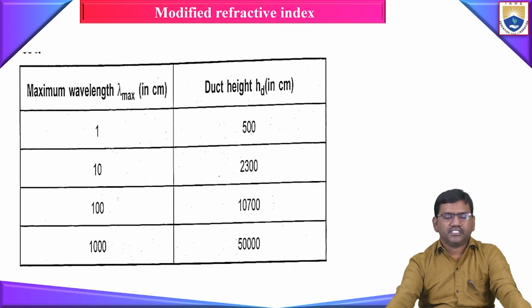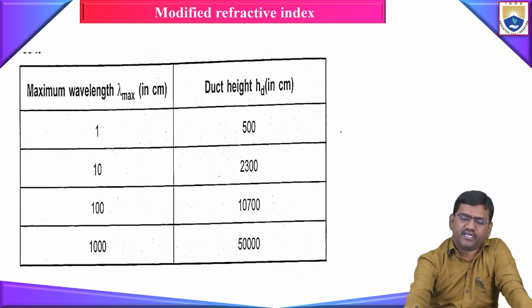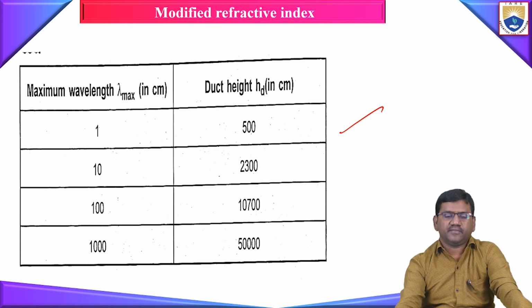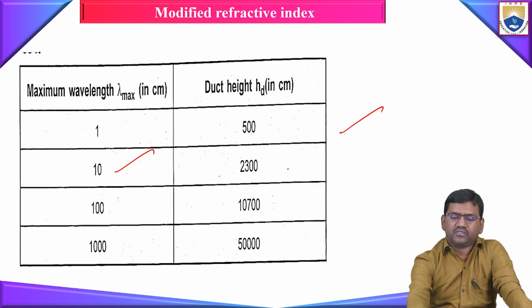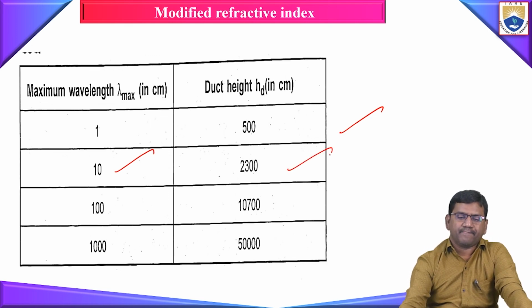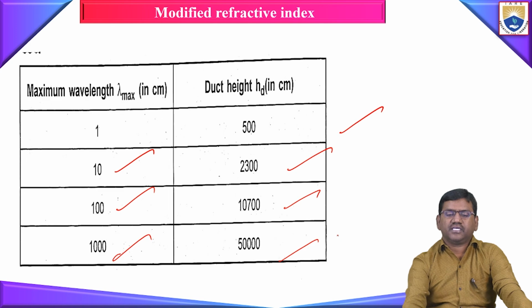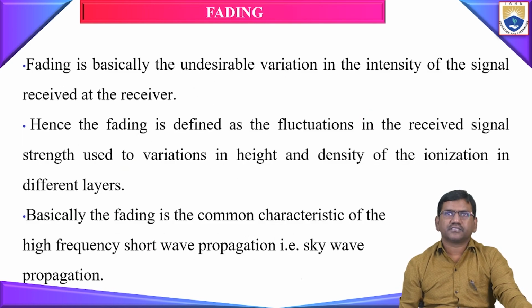The maximum wavelength in centimeters is given in the table here. The duct height must be 500 centimeters for a maximum wavelength of 1 centimeter. For a wavelength of 10 centimeters, HD is 2300 centimeters. For the maximum wavelength of 100 centimeters, the duct height is 10,700 centimeters. And for 1000 centimeters, the duct height is 50,000 centimeters.